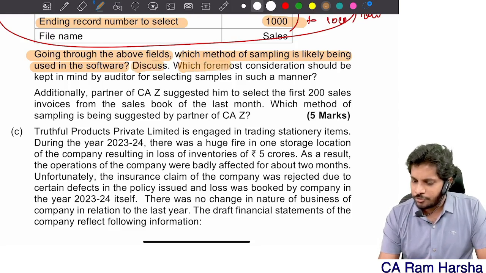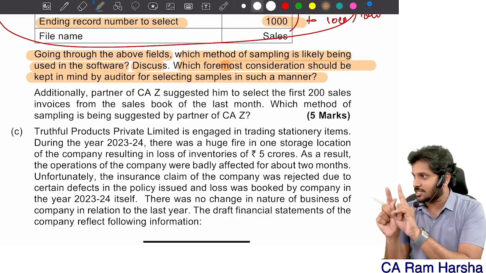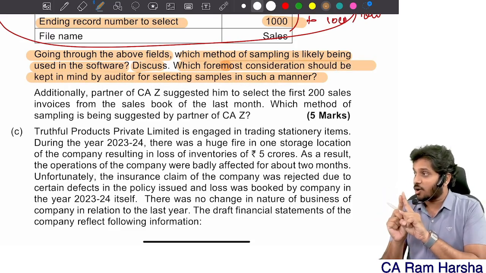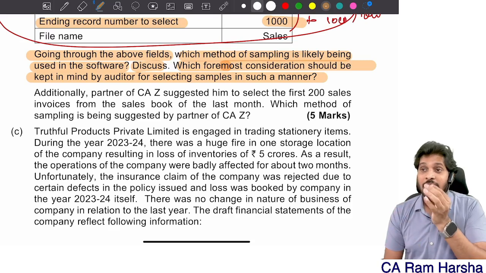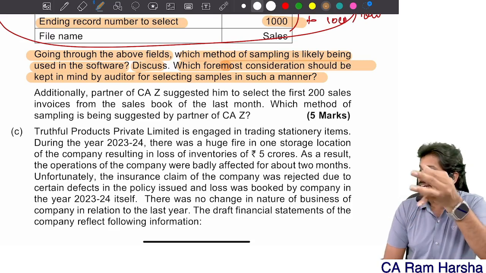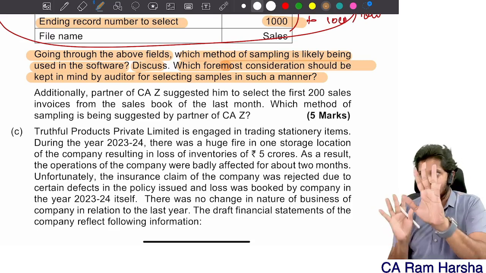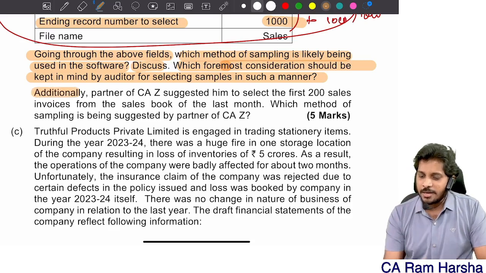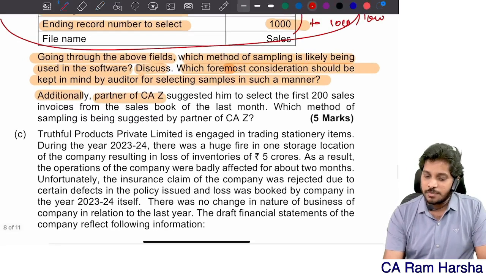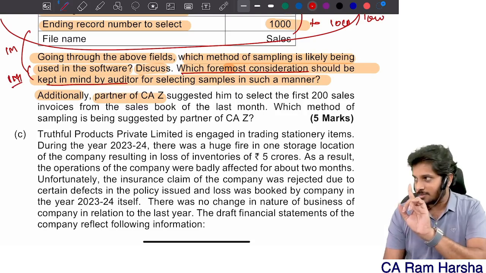Discuss which foremost consideration should be kept in mind by the auditor for selecting such a sample. What is the requirement? When the auditor is applying systematic or interval sampling, he should ensure that it does not resemble any previously identified pattern or any pattern of recording of any transaction or class of transaction. Yes or no? This identification may carry 1 mark. This answer, what is the most important consideration to be kept in mind, will have 1 mark weightage.